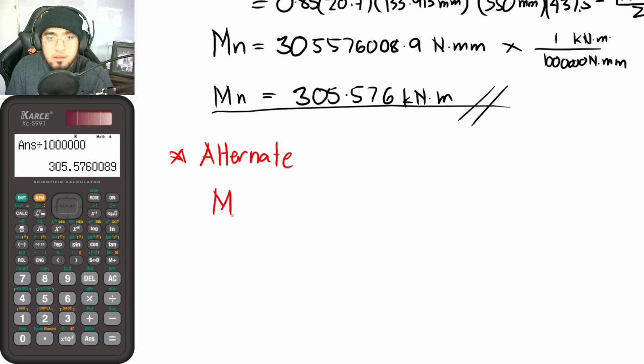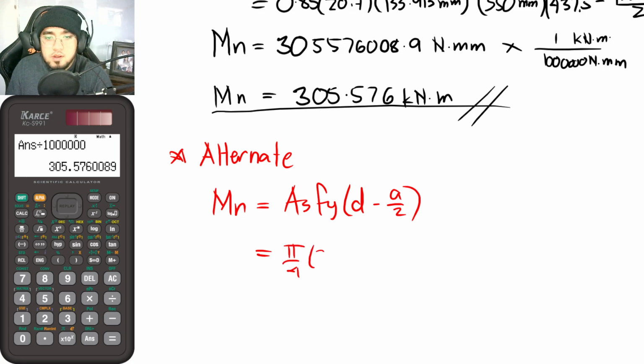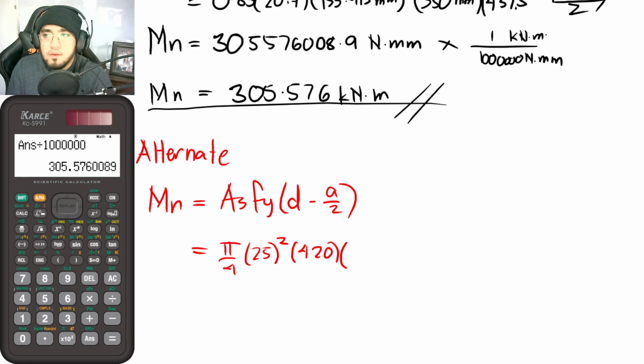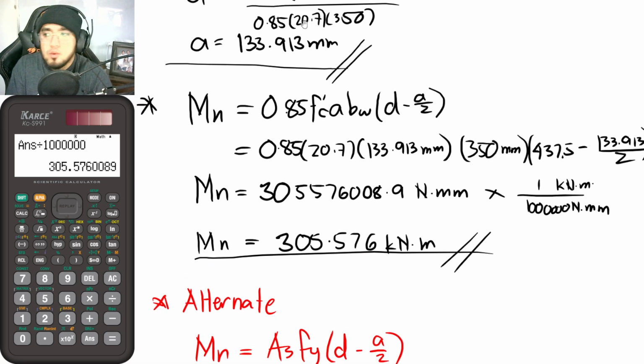So Mn is now equal to ASFY times D minus A over 2. So substituting known values, this is now equal to pi over 4 times 25 squared times 420 times, what is now the D, I forgot. The D is 437.5 minus A over 2, and our A once again is 133.913.